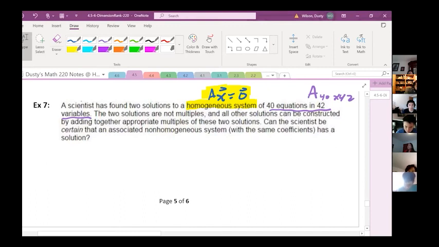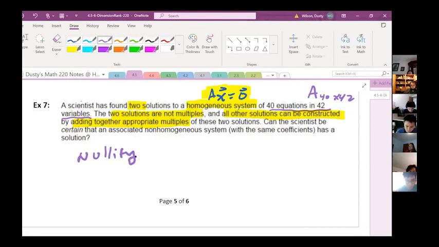And so all of this stuff up here: the two solutions are not multiples, all other solutions can be constructed by adding together appropriate multiples. All that stuff together is supposed to be telling us what? It's actually telling us about the nullity. You guys remember what the nullity is? Thank you, Gerline and Felix. So it's telling us about the nullity.